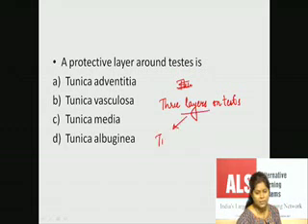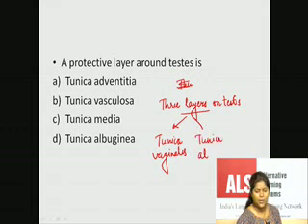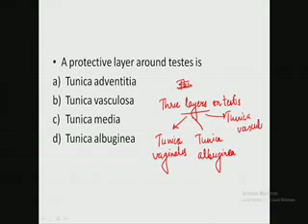The first is tunica vaginalis. Then we have tunica albuginea, and then we have tunica vasculosa. Vasculosa is actually the whole section of the testis, and this forms testicular lobules. Fine?